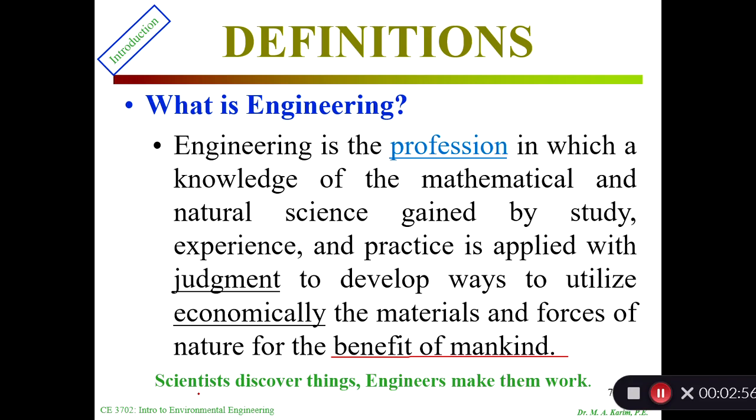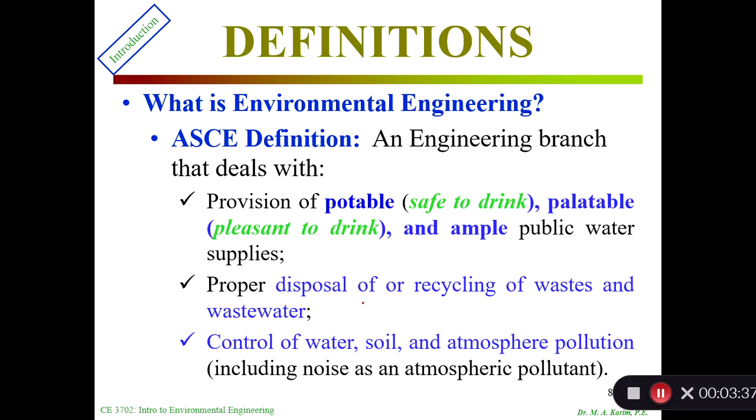So in this case we can say scientists discover things, engineers make them work. For example, Newton's second law, F equal to ma, right? We have used this equation several times in fluid mechanics to develop different equations, even P equal to gamma H. The other case is the fundamental impulse momentum equation, where we use F equal to ma. So that's what it means. The scientists discovered things, but engineers used them to make something work for human beings and other things like that.